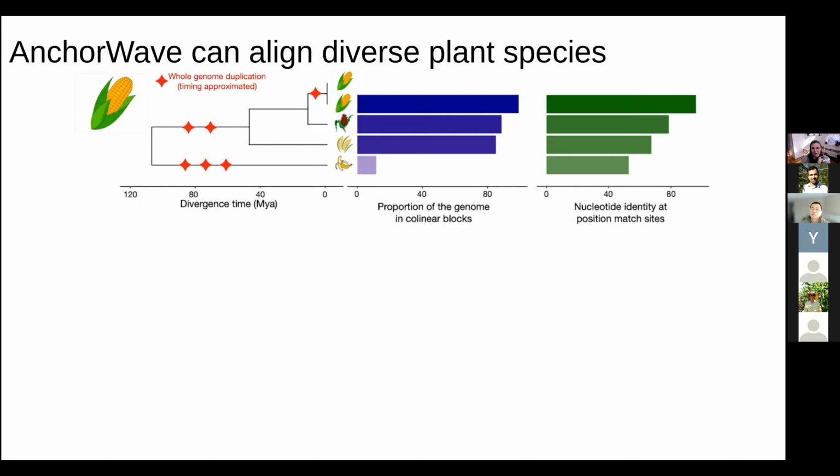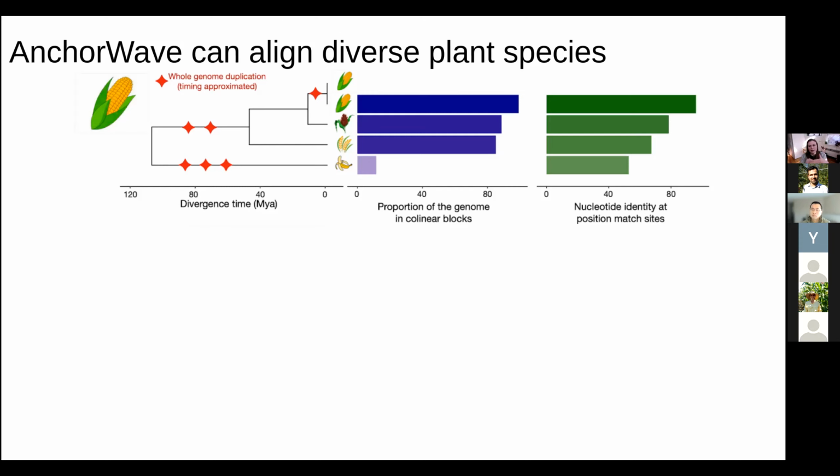As we move out to sorghum, there's less of the genome in these collinear blocks. Maize versus rice is just above 80%, whereas maize versus banana gets us down to only 11% of the maize genome that can be found in collinear blocks with banana. Largely, this is due to the fact that there have been 6 rounds of whole genome duplication that separate maize from banana, and so this is breaking up some of the ability to call collinear blocks. And so this might be a case where there's a limitation of AnchorWave and its ability to align these genomes.